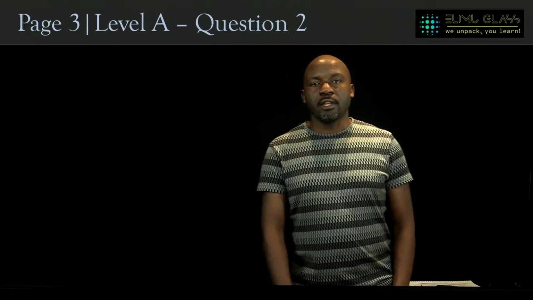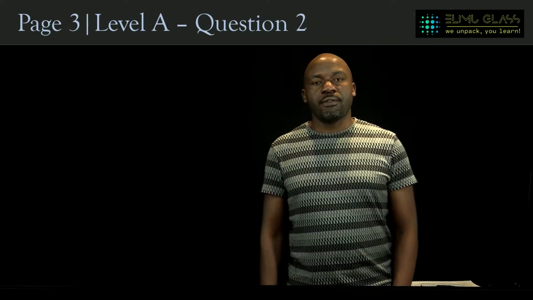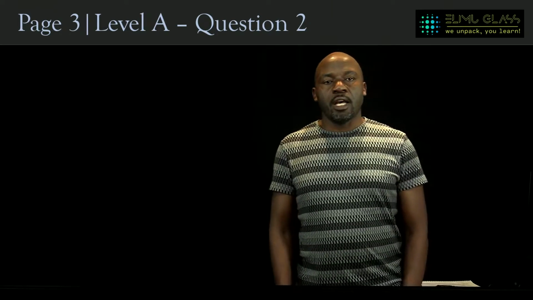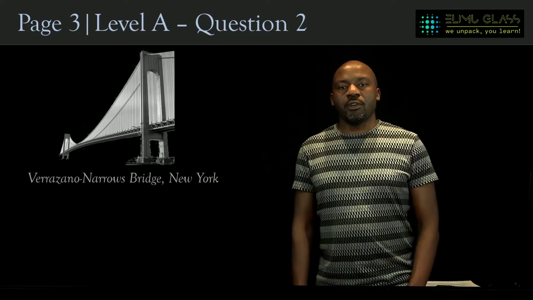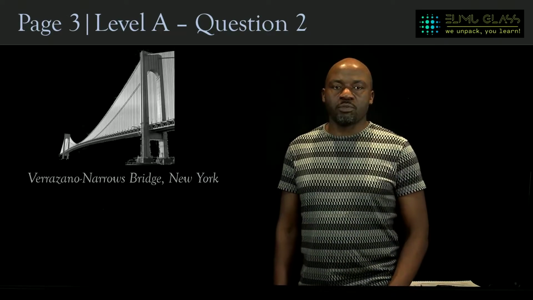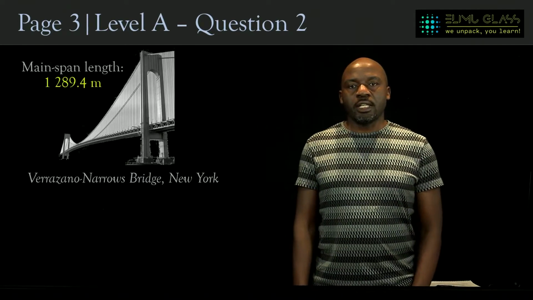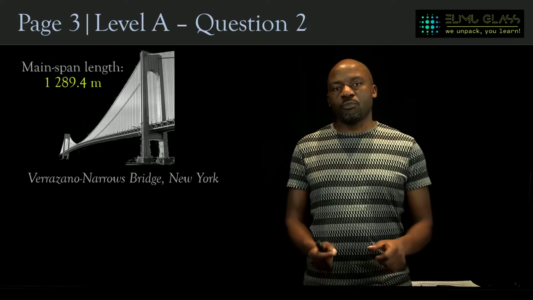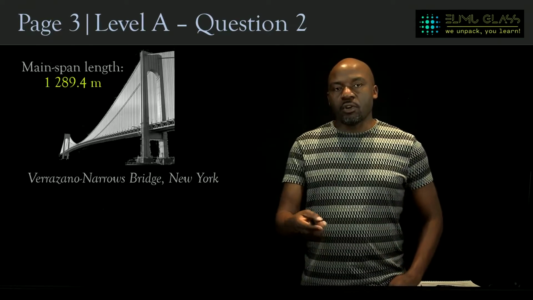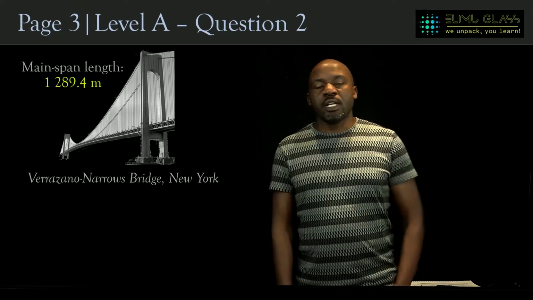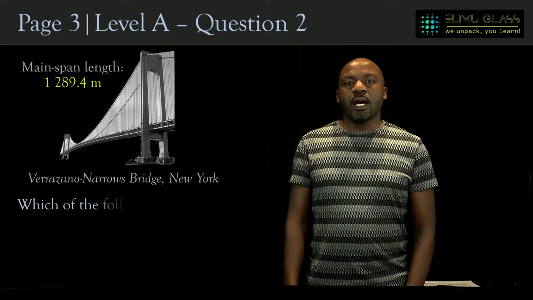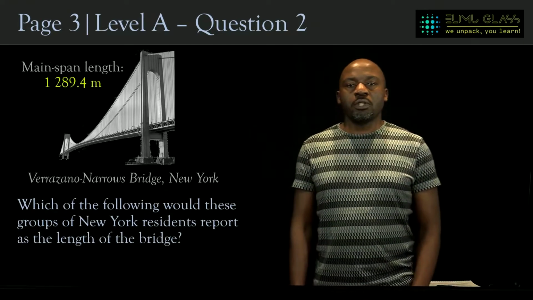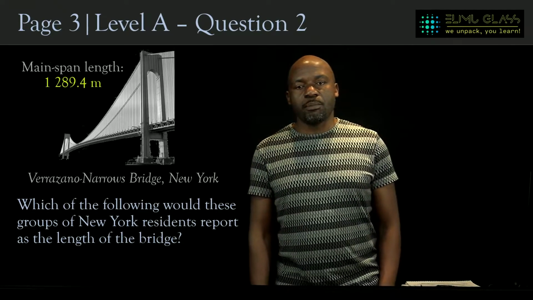The first question comes from page 3, the first level of questioning, level A, and we are looking at question number 2. If you go to question number 2, this is what you will see. You have the Verrazano-Narrows Bridge in New York. We are told that its main span length, so this bridge has several spans or sections, and the main one has a length of 1,289.4 meters.